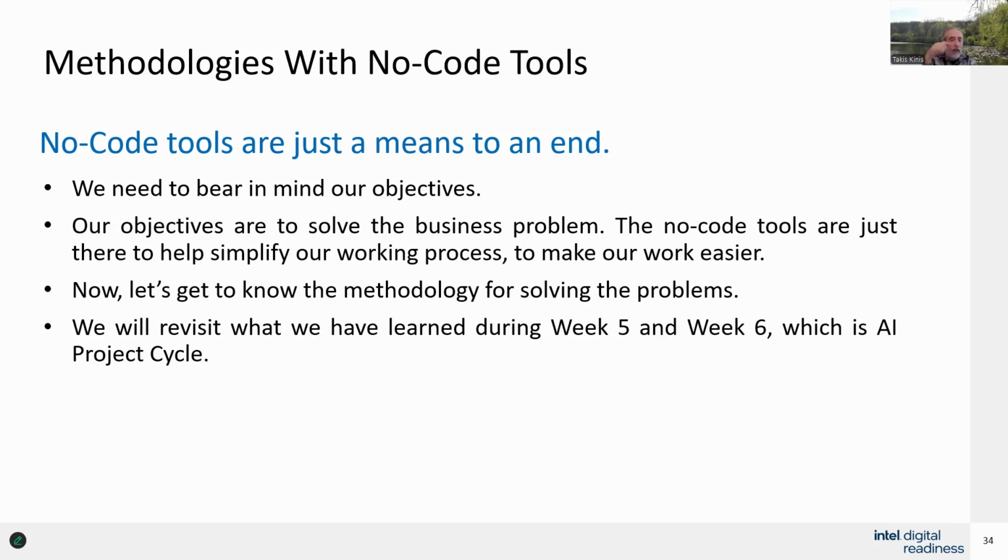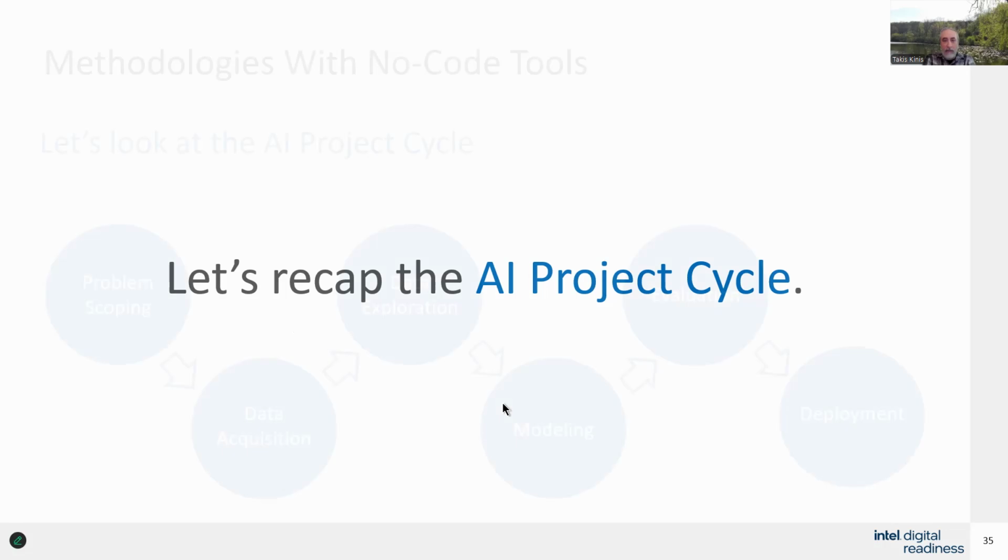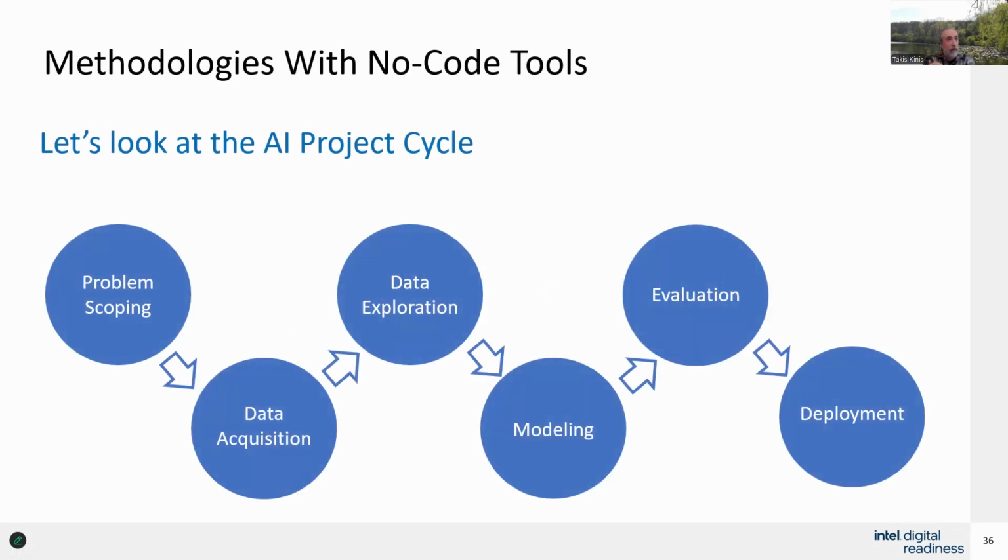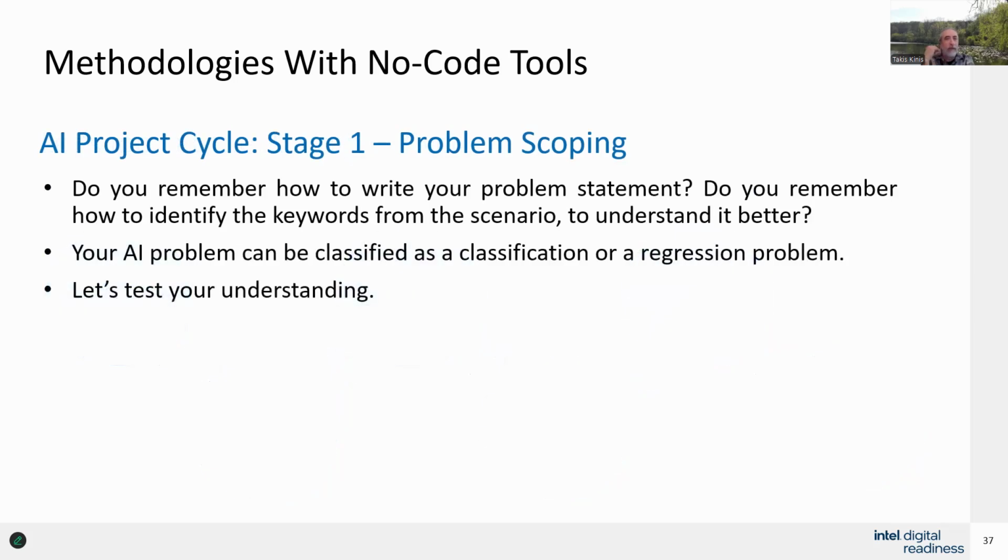When we start to work with this project scenario here, they bring us back to the project lifecycle that they were talking about earlier in the course. If you remember these project steps that we went through, these 6 steps in the AI project cycle: problem scoping, data acquisition, exploration, modeling, evaluation, and finally deployment.